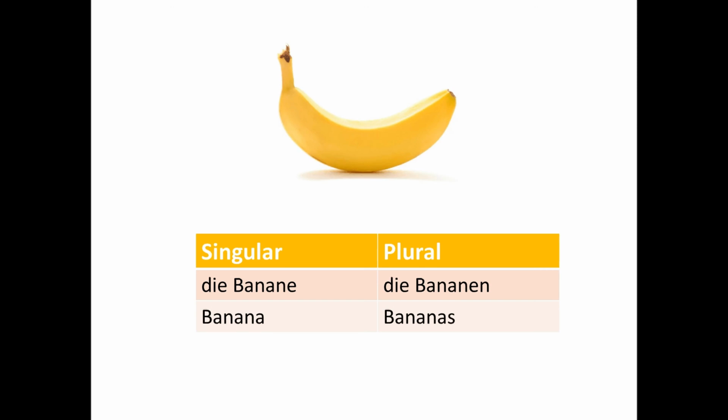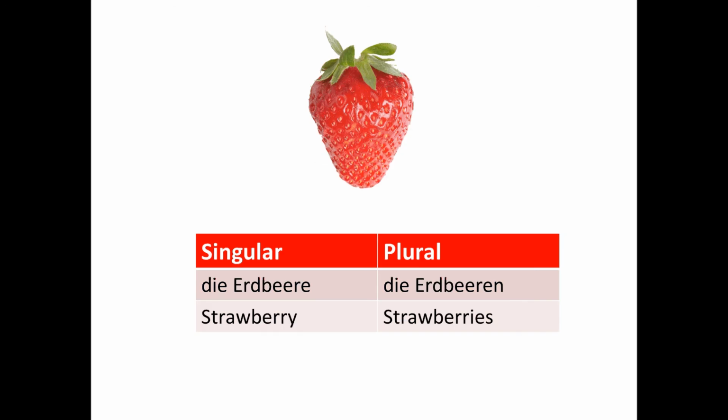So the first fruit is the banana. The banana means banana, and the plural is die Bananen. Die Bananen means bananas. Die Erdbeere. Strawberry. Die Erdbeeren. Strawberries.